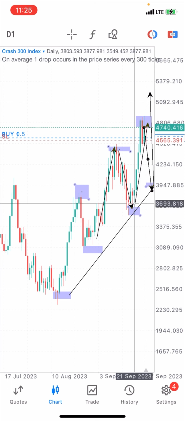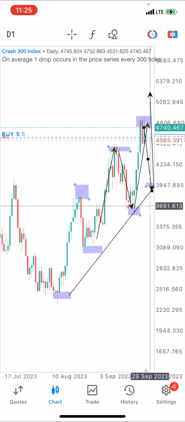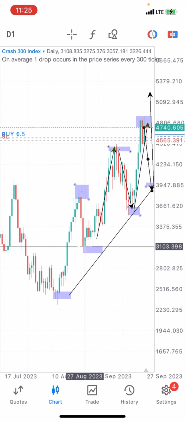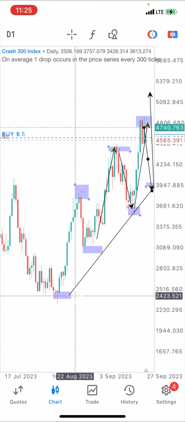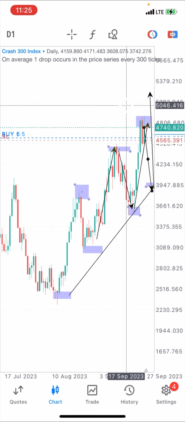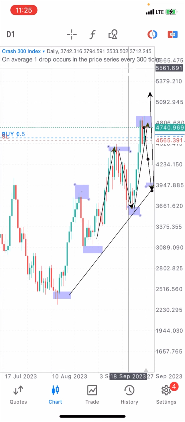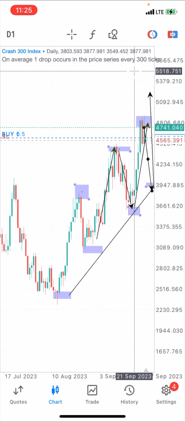Because if it breaks this structure and continues going down, there's every tendency of it wanting to retest this other structure or even this other one. But until that happens, we continue having a buy market, we continue having a bull market, we continue going to the upside with the market.